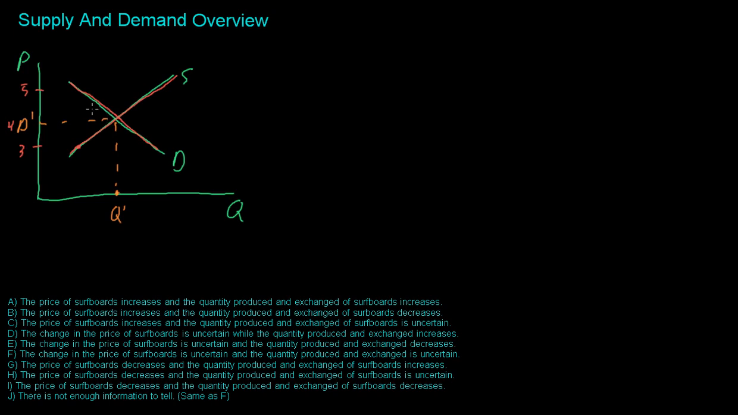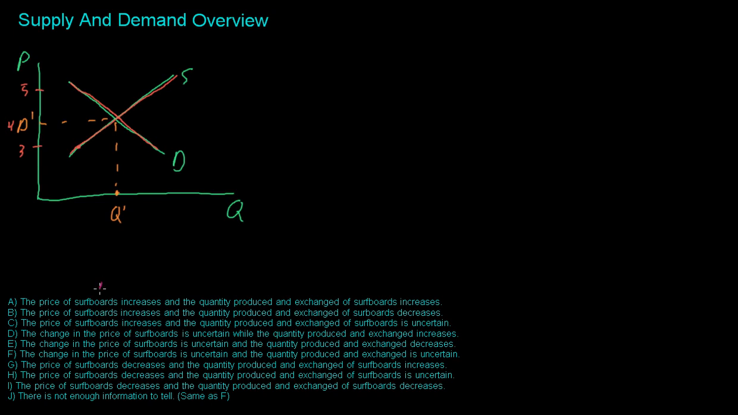So there are really 9 or 10 different solutions to a supply and demand model. That's actually how we're going to organize this review: we're going to go from the solutions backwards. Since we're going to talk about the market for surfboards, you could have the price of surfboards increase and the quantity produced and exchanged increase. So that would be P going up.